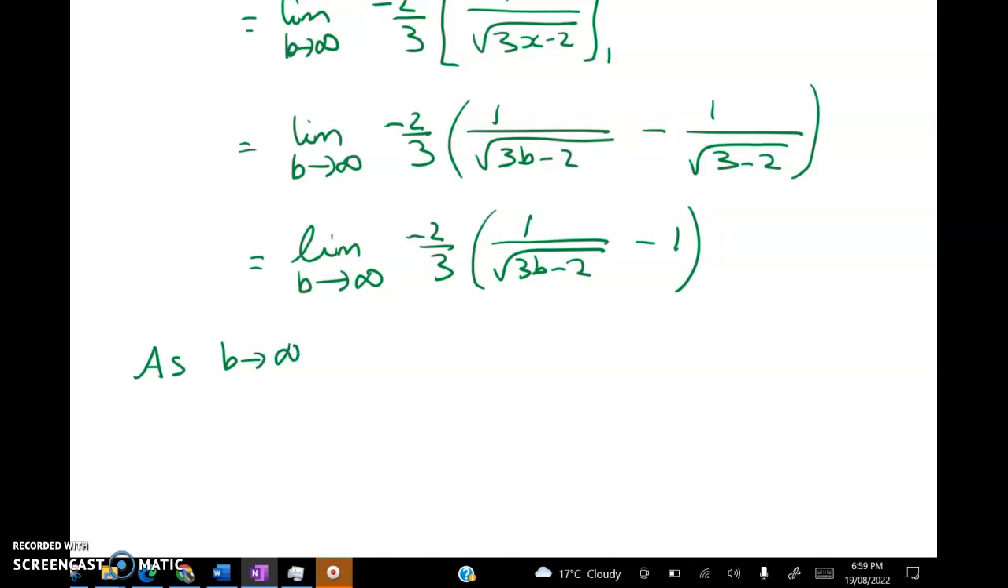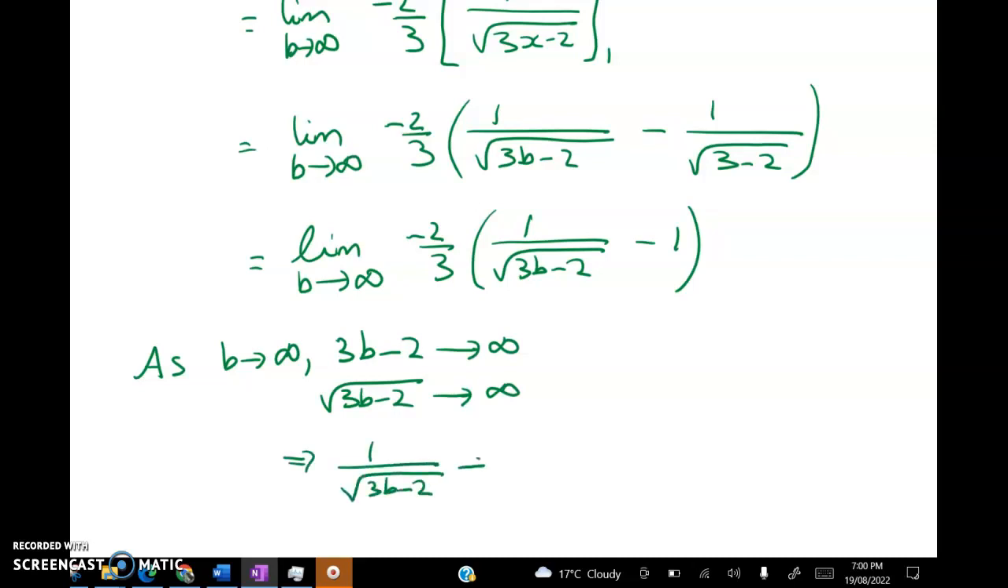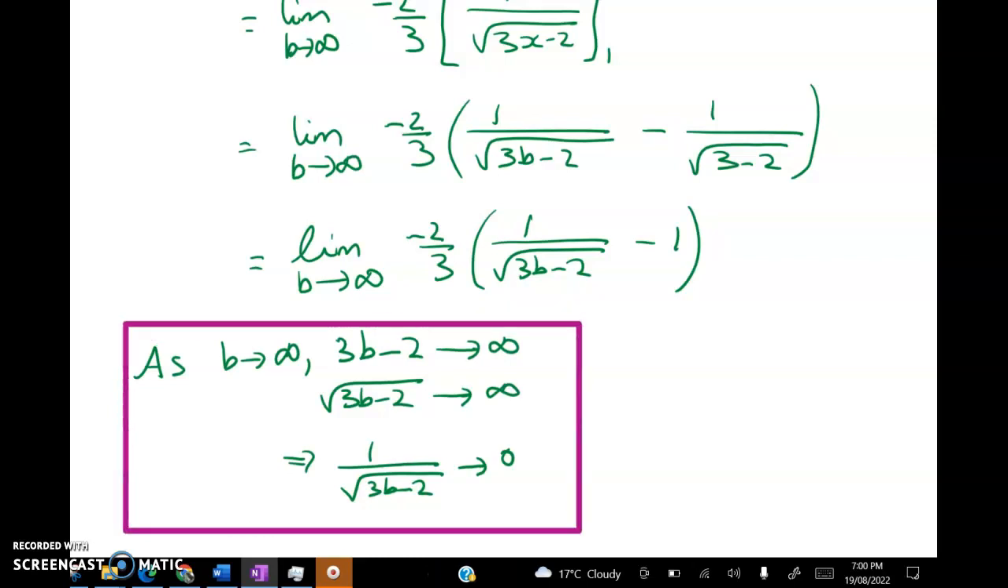So as b goes to infinity, 3b minus 2 also goes to infinity. And the square root of 3b minus 2 also goes to infinity. So that means that 1 over root 3b minus 2 is going to go to 0. So you can just kind of park that off to the side, right? And now we can use that result in here. So this first limit is going to be 0. And we get negative 2/3 times 0 minus 1. So my final answer is simply 2/3.